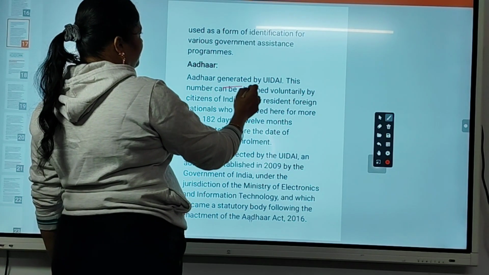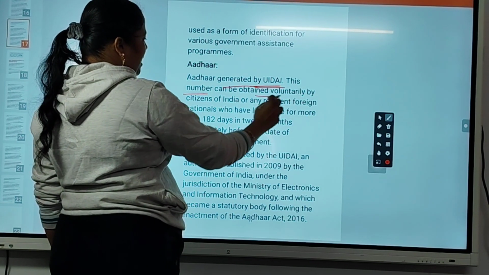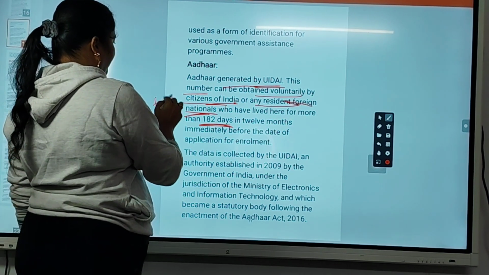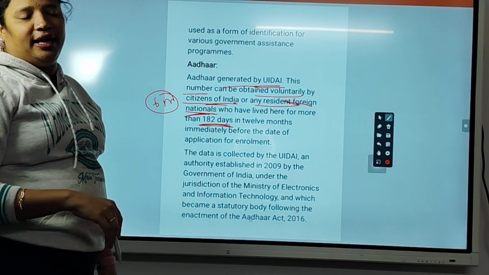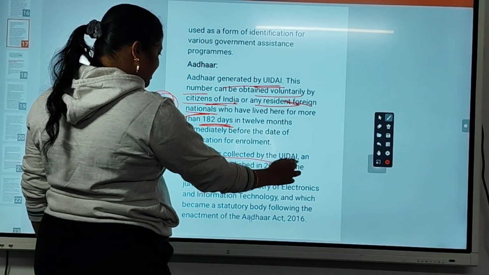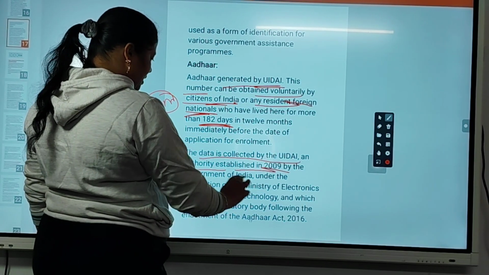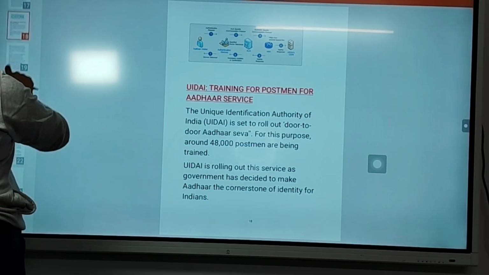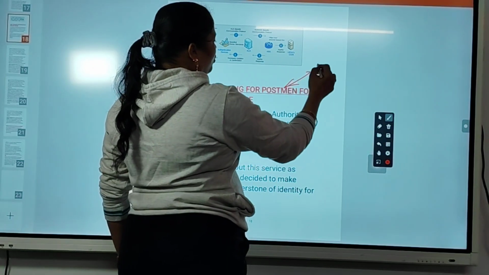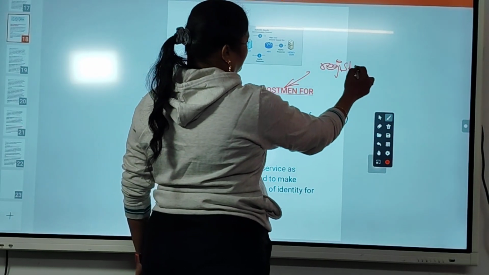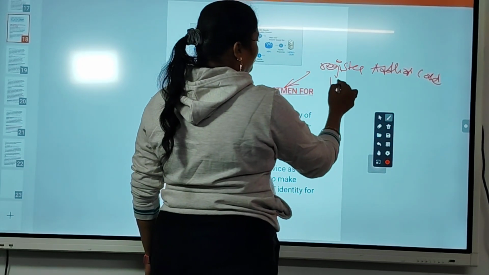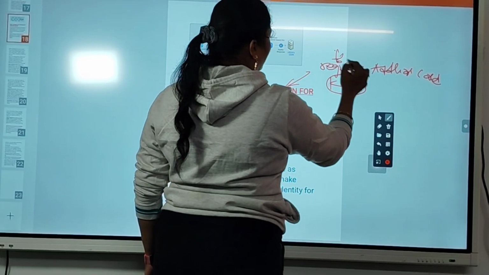Aadhaar is generated by UIDAI. This number can be obtained voluntarily by citizens of India, and any resident foreign national who lives more than 6 months in India. Even a foreign national who lives in India more than 6 months can get an Aadhaar card. Okay. So the data is collected by the UIDAI authority, established in 2009 for enrollment of Aadhaar. Even nowadays, the UIDAI is training postmen to register new Aadhaar cards or to update KYC, update Aadhaar information.